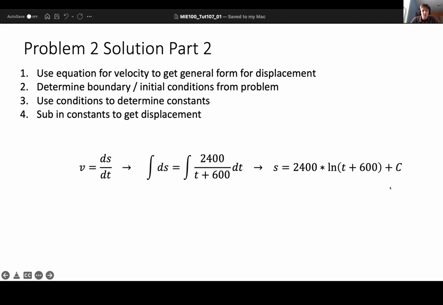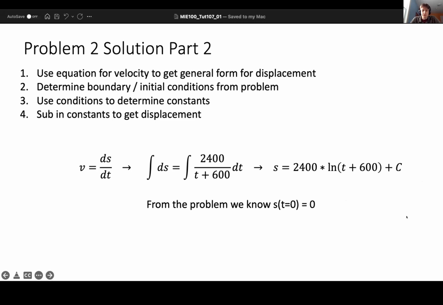We want to rearrange such that we have these differentials on opposite sides so that we can do the integration. We have this equation for v, 2400 over t plus 600 from the previous slide. And then on the left side is just ds. From there, we solve the integral to get this general form for displacement, s equals 2400 times log of t plus 600, and we have our constant. It's important to remember that. Again, we don't know this constant, so we have to use our boundary conditions to determine it.